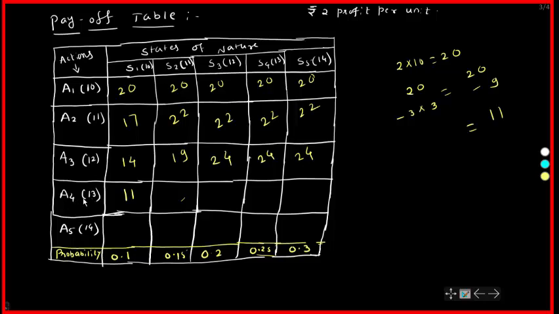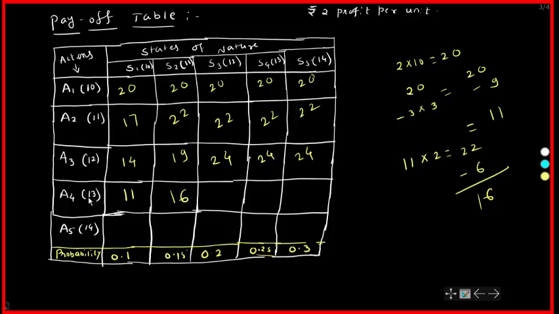He purchased 13 newspapers and demand is only 11. So he sold 11 newspapers, and the profit is 11 into 2, which is 22. But 2 newspapers are left, and they cannot be sold. So for those 2 newspapers, the cost is 2 into 3, which is 6. So 22 minus 6 is 16. This is 16.